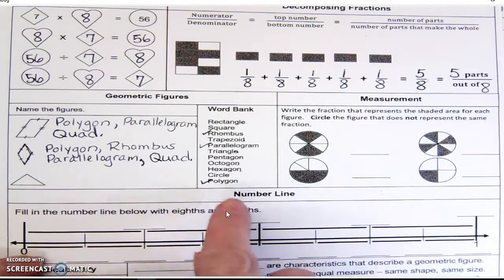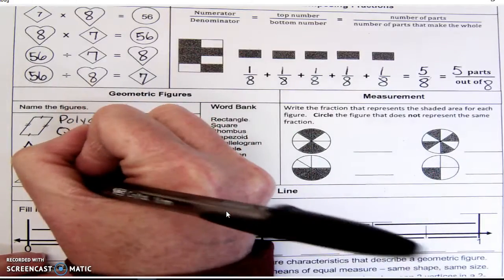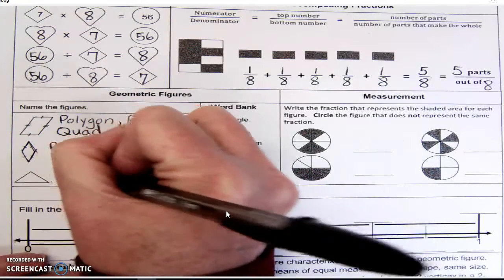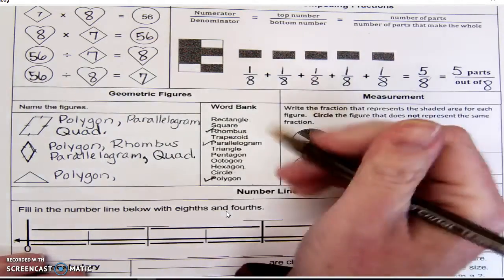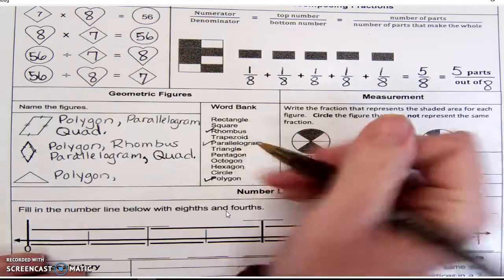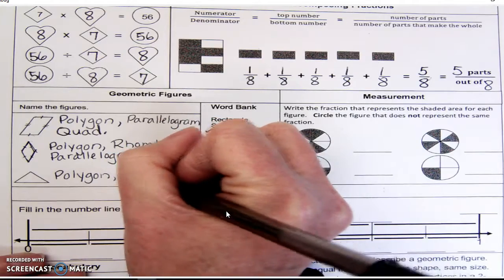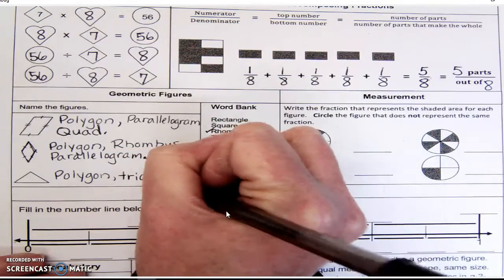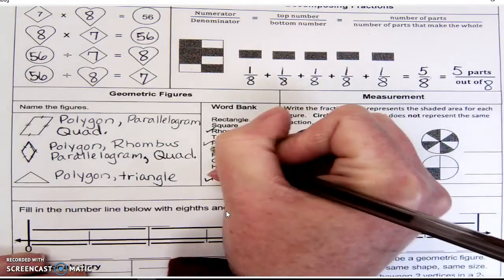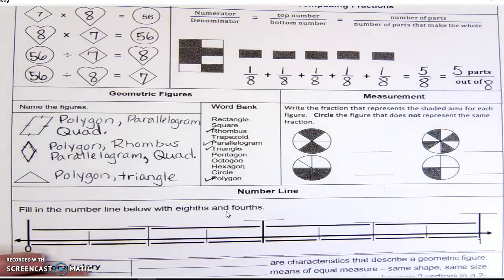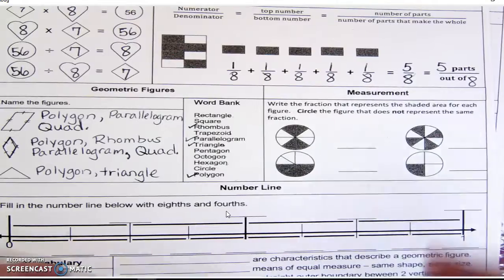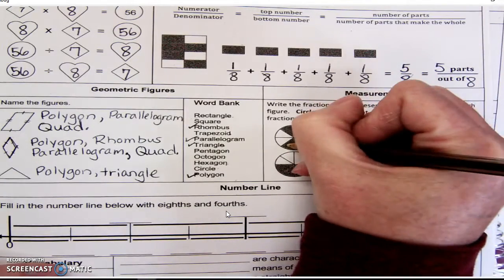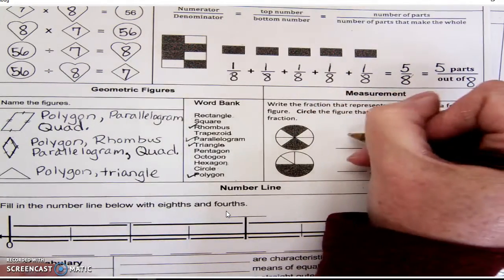And our last shape, it is a polygon, of course, because it is closed and has straight sides. And it only has one other name that's in here, and that is triangle, because it has 3 sides and 3 angles. That is it. Okay. On the measurement section with our fractions, we have 1, 2, 3, 4 out of 8.